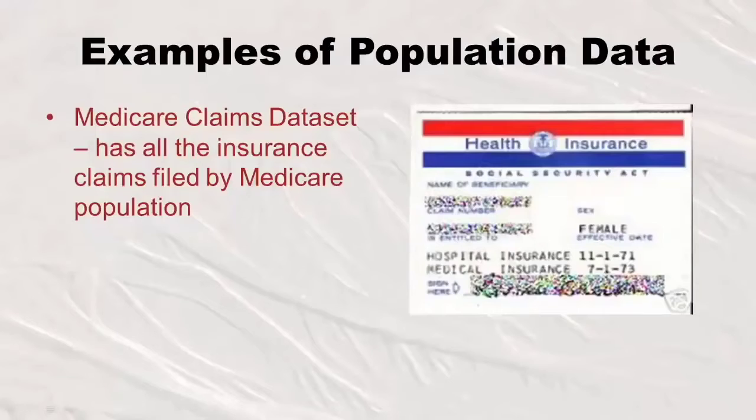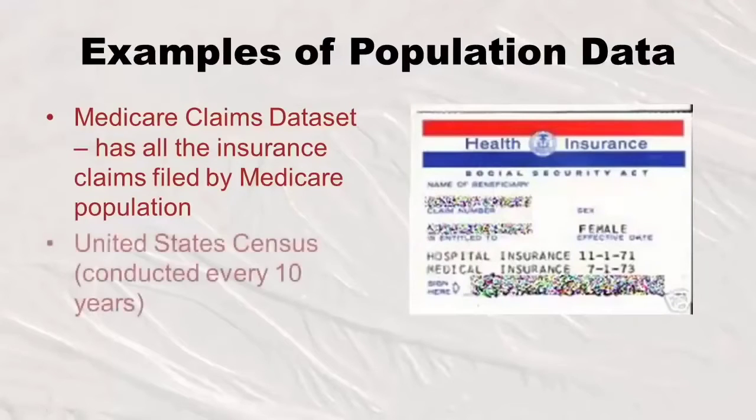In fact, I even read a statistic that said almost 100% of people age 65 and over are in Medicare. And so therefore, if you download data from Medicare, they make it confidential. They just replace all the personal identifiers. But there's this thing called the Medicare claims data set for every single transaction that happens. Like if you're in Medicare and you go get some treatment, that's in there. So it has all the insurance claims filed by the Medicare population. Because it has everybody, everything, then that is population data.